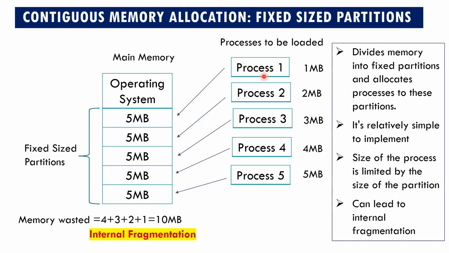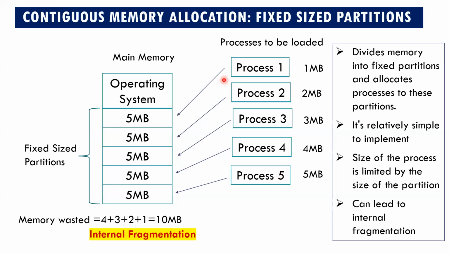Now, let us see, there are 5 different processes of different sizes. Process 1 is of 1 MB, process 2 is of 2 MB, process 3 is of 3 MB, process 4 is 4 MB and process 5 is 5 MB. So these are the processes that are to be executed by the CPU. In such a case, these processes have to be allocated memory in the main memory region.